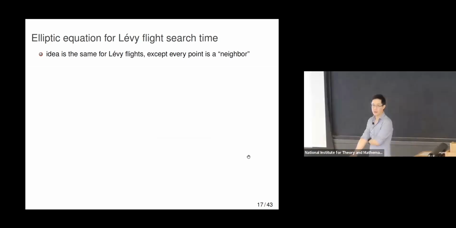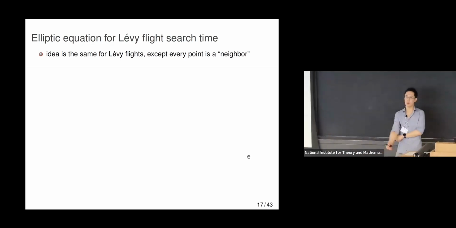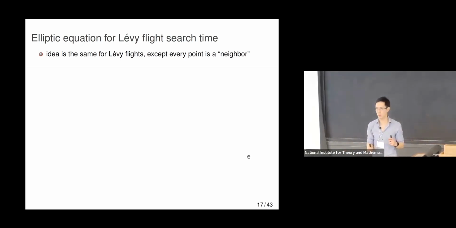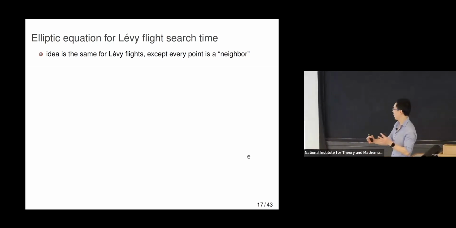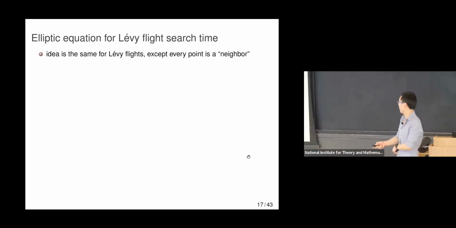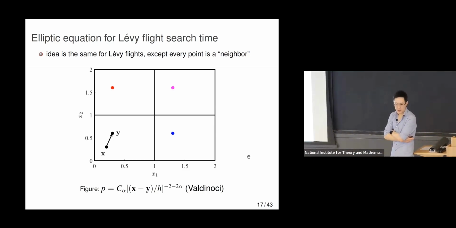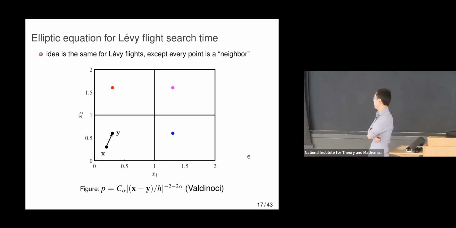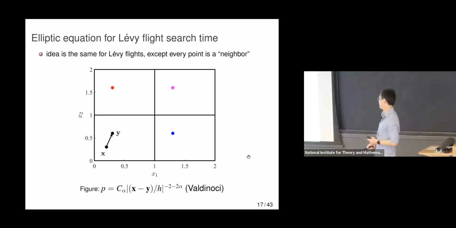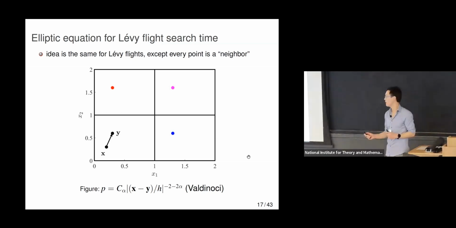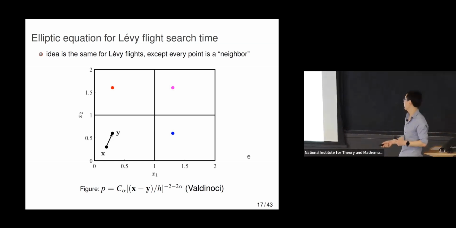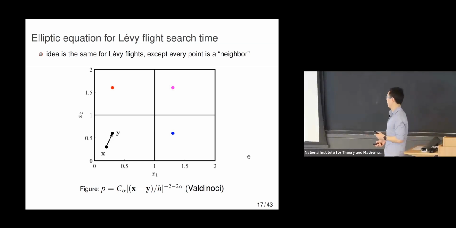And the idea is the same for Levy flights, except every point is a neighbor, right? You can get from any point to any other point, just with some probability that diminishes with the distance, right? So the way it goes here, you just have to figure out basically every possible path from x to y, right? So I can get there directly with this probability here. Okay, and this comes from Valdinoci, so he uses this probability. I'm essentially counting in units of h, and the number of units of h obeys a power law.